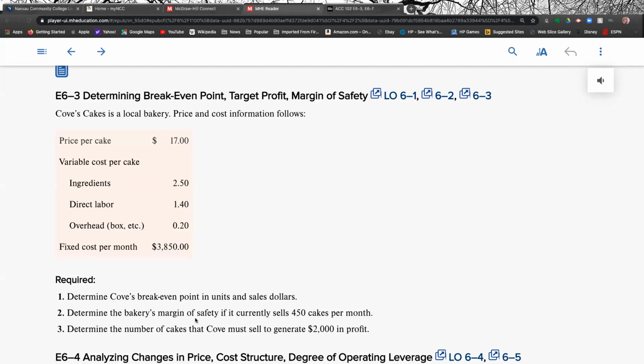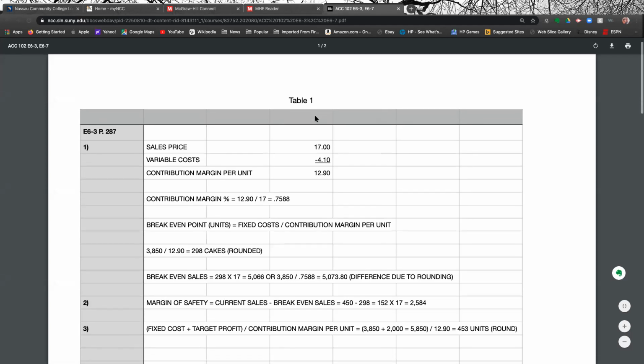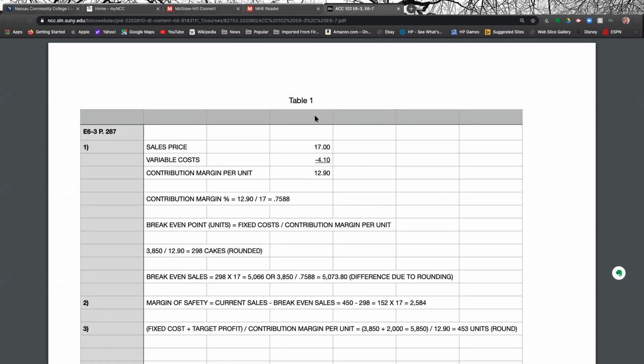The margin of safety, if they sell 450 cakes a month, and the number of cakes that Cove has to sell to generate a $2,000 profit. So just like last time, I already did the problem, so you don't have to watch me type, which must have been painful.